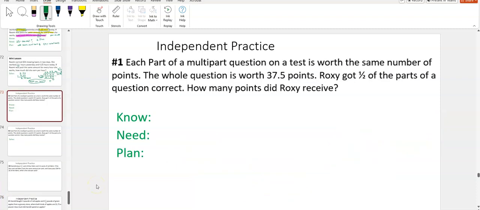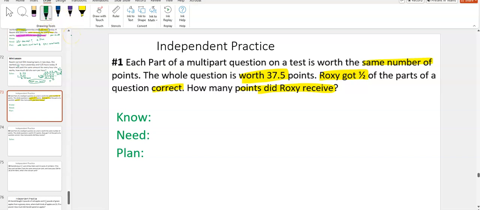Each part of a multi-part question on a test is worth the same number of points. The whole question is worth 37.5 points. Roxy got 1/2 of the parts of a question correct. How many points did Roxy receive? Each part is worth the same number. So these are the things we know. The whole question is 37.5 points. She got 1/2 of the parts correct. So we need to figure out, what did she get on the test?